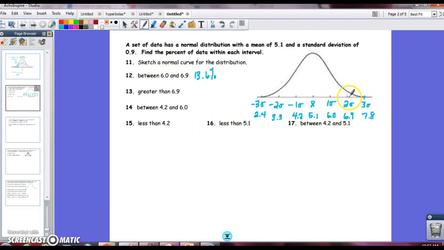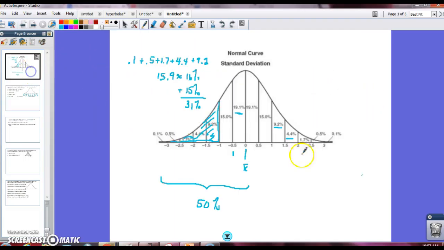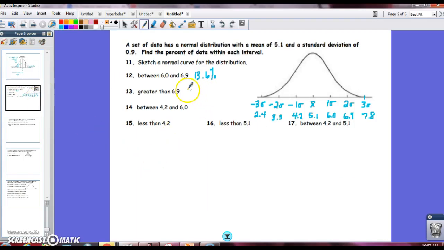Greater than 6.9 would be anything above 2 standard deviations. I'm going to go back to my curve and look at that. So above 2 standard deviations would be this 1.7, 0.5, and 0.1. If I add those together, that comes out to be 2.3%. So that would be 2.3%.